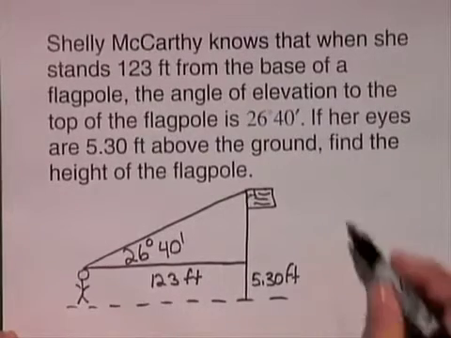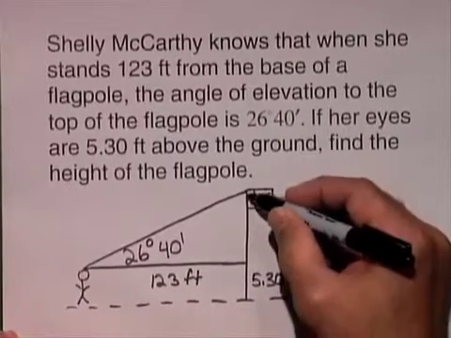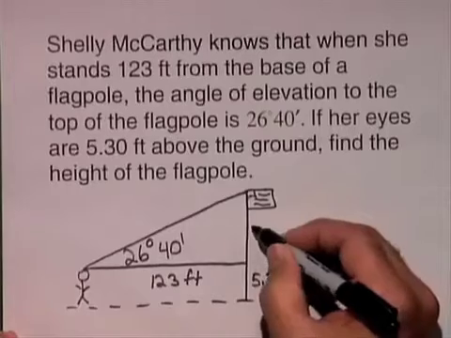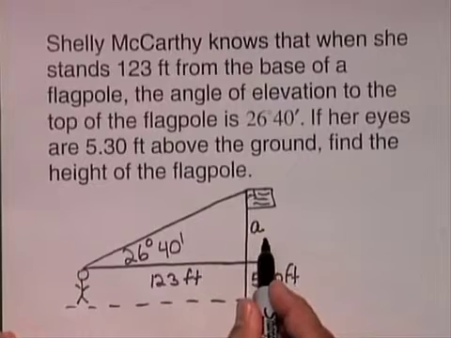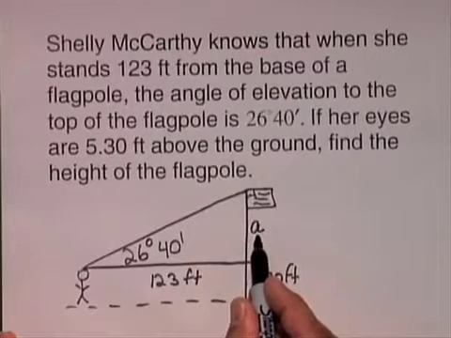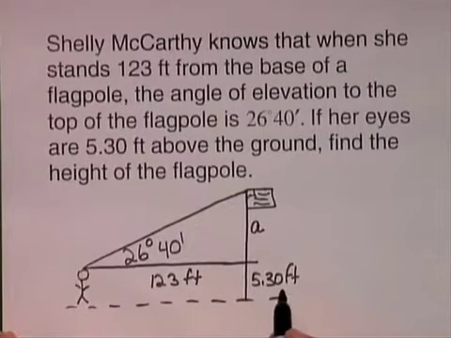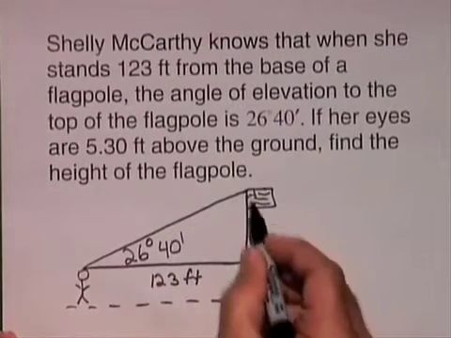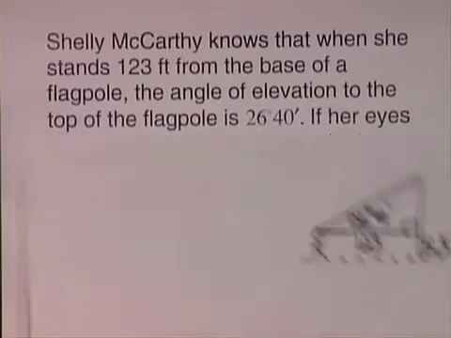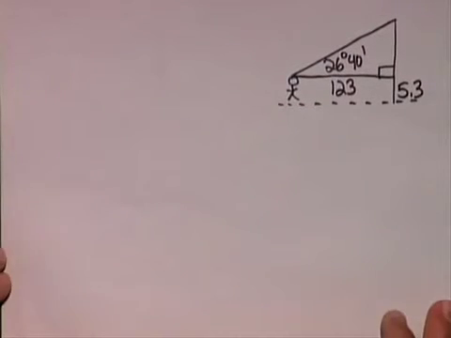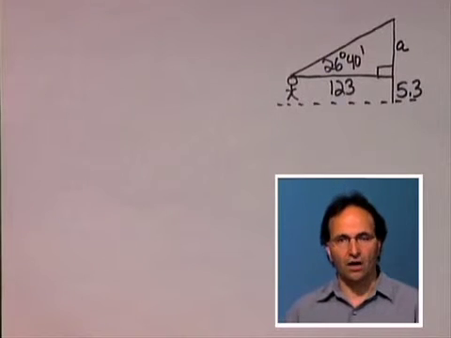What we're interested in is the entire length, which is from here down to the base. But I'm going to label just this part of the triangle as a little a. Now what that means is once we find a, we will have to add 5.30 feet to it to find the total height of our flagpole. I've recreated this diagram to a smaller scale, and that's my side A that we're going to solve the triangle for.